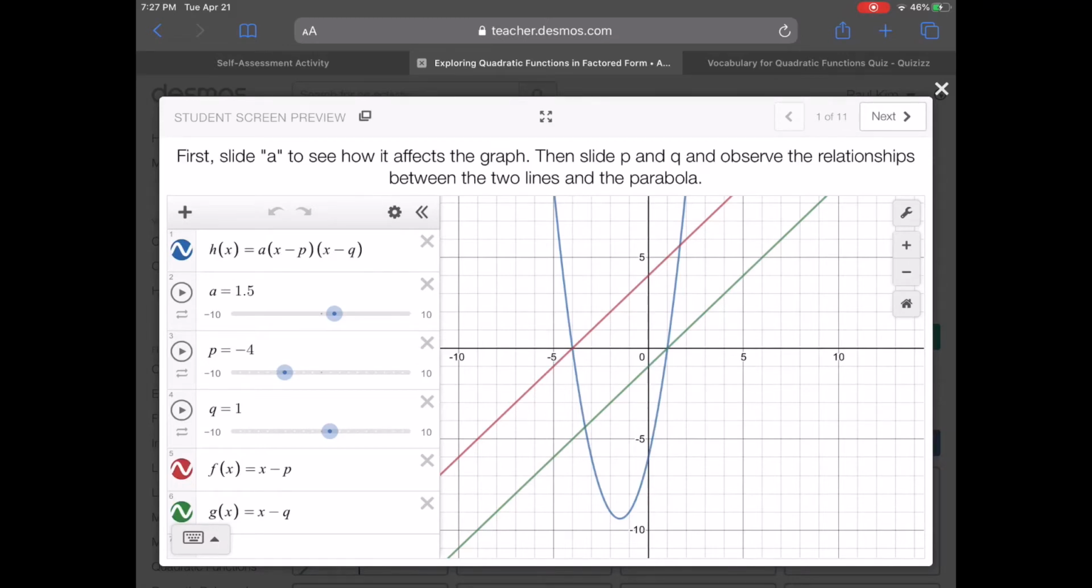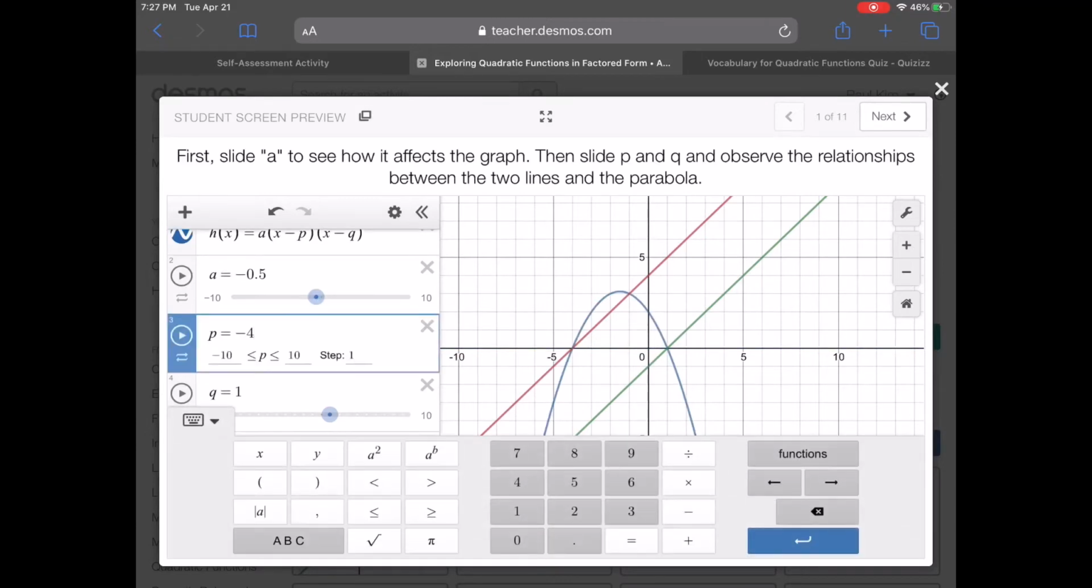So I'm going to work through this. If you just mess around with the a value, a couple things you should notice is that when the a value is negative, my graph is always concave down. And when my a value is positive, my graph is concave up.